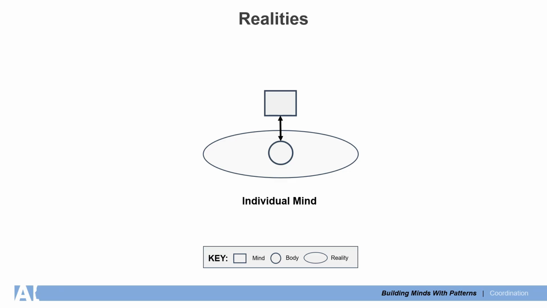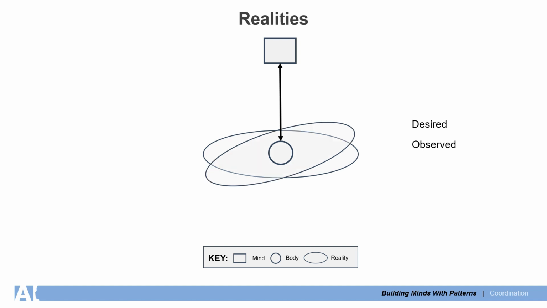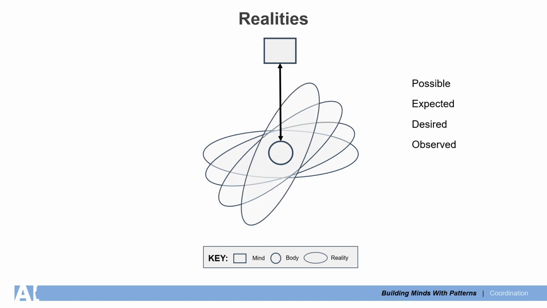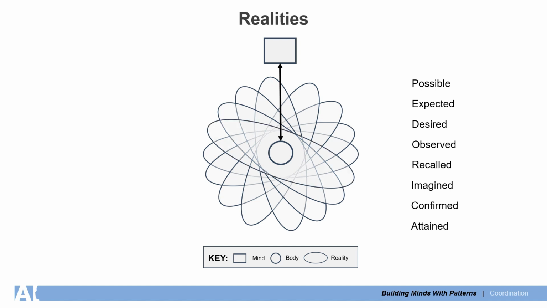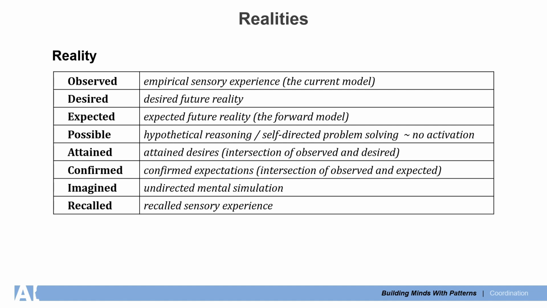A reality is a dimension for propagating activation. In the artificial mind, there are several realities: observed sensory experience, desired future reality, expected future reality, possible situations arising from hypothetical reasoning or self-directed problem solving, attained expectations, confirmed expectations, undirected imagination or mental simulation, and recalled sensory experience. Each reality partitions the memory into areas of independent activation, allowing the synapses to be concurrently activated for different purposes.